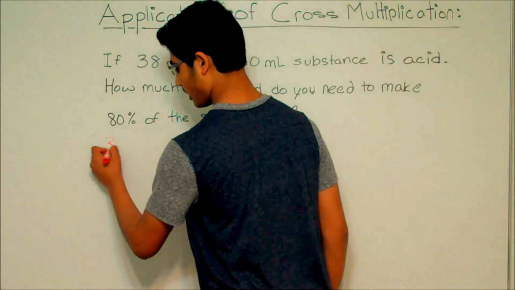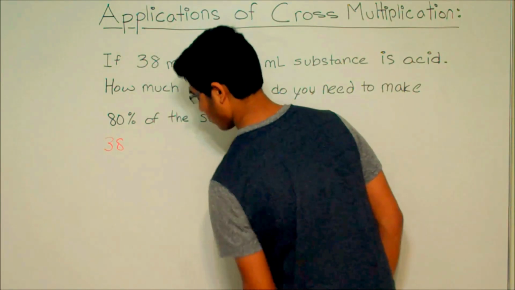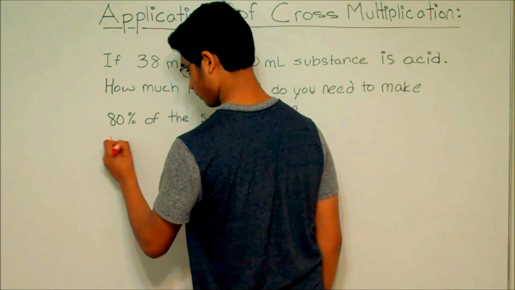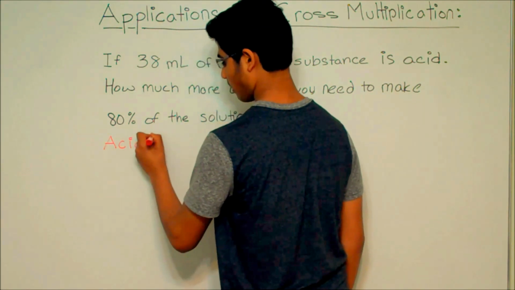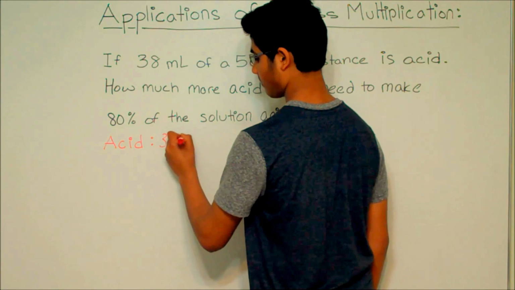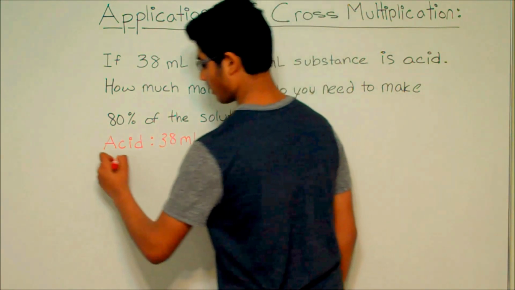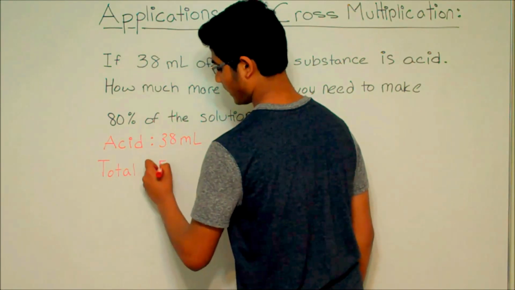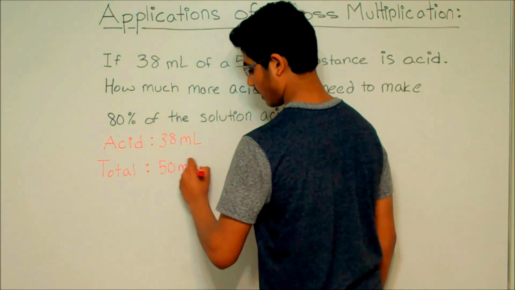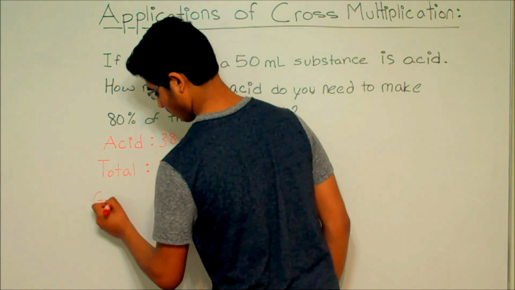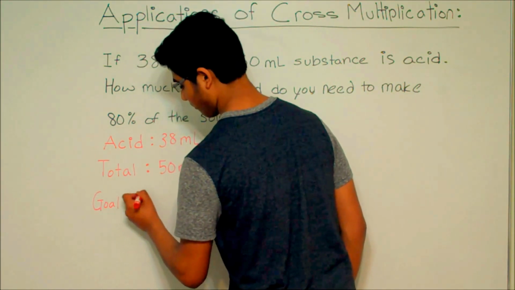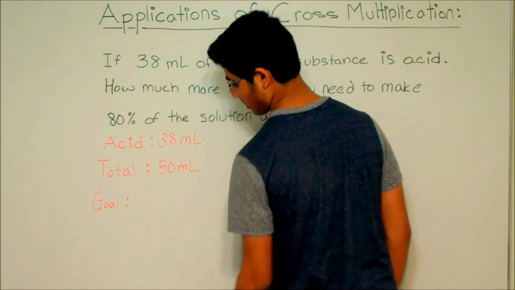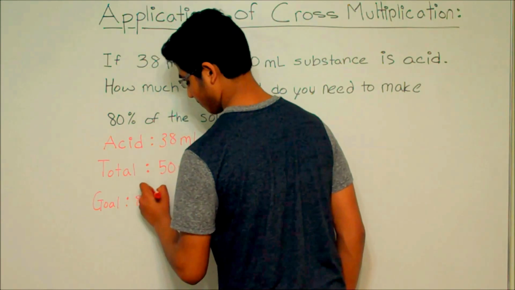We have the acid, which is 38 milliliters. The total of the substance is 50 milliliters. And our goal is to reach 80% of the substance as acid, so 80%.